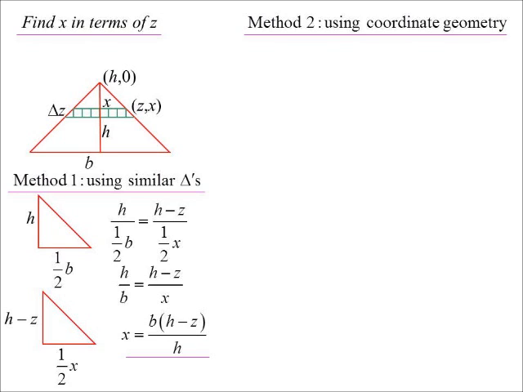Now at the bottom, at the base, the height is 0 because I haven't moved any, and the width of the slice is b. So I've now got two coordinates. Well, I've got two coordinates. I should be able to come up with the equation of the line that joins those two.